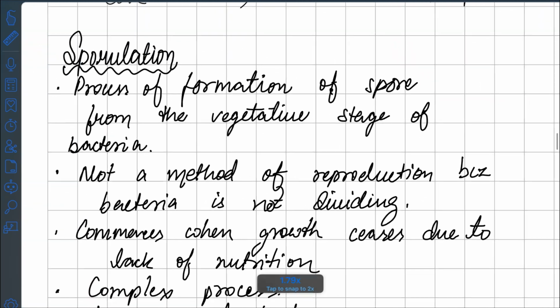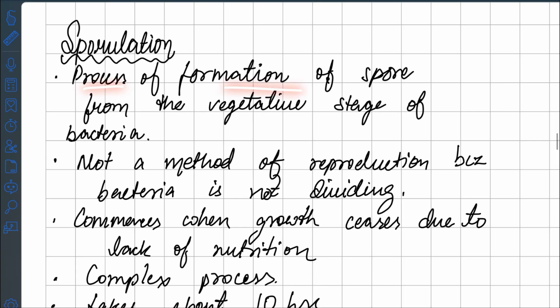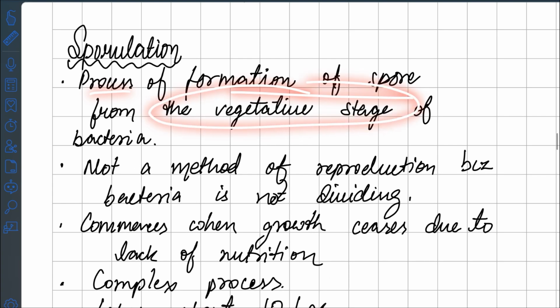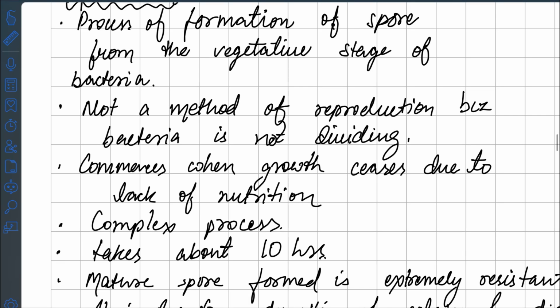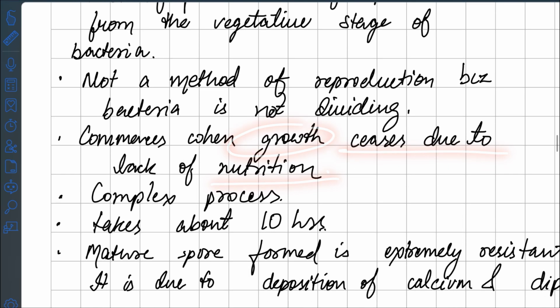Now, what is sporulation? Sporulation is a process of formation of spore from the vegetative stage of bacteria. So it is not a method of reproduction, because bacteria is not actually dividing. The bacteria forms spore, but the number is not increasing. So it is not a method of reproduction. It commences when growth ceases due to lack of nutrition. It is actually a very complex process and takes about 10 hours in bacteria.